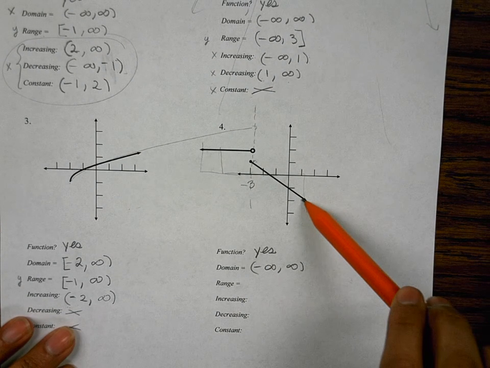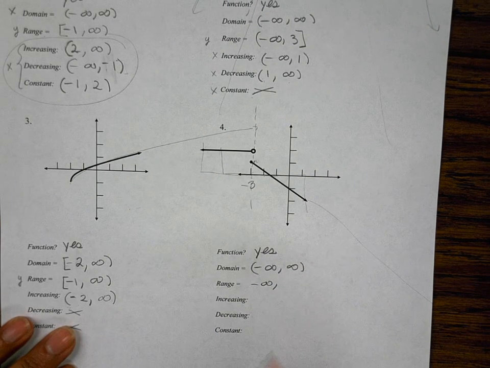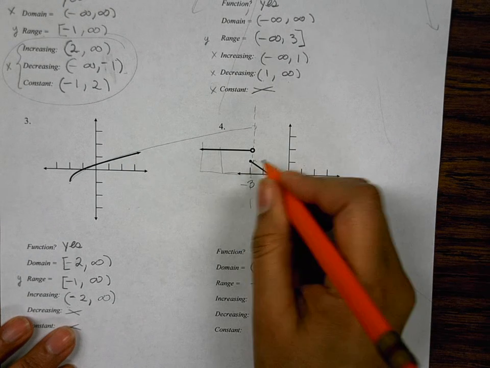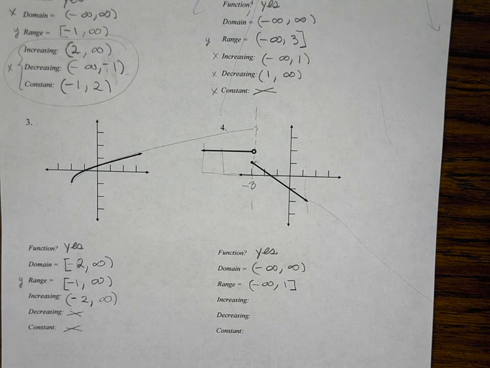Okay, range coming down. This arrow is going downward forever, so it's coming from negative infinity. And then it comes up and it stops at a y value of 1. Now that 1 has a close, I'm going to put a bracket.